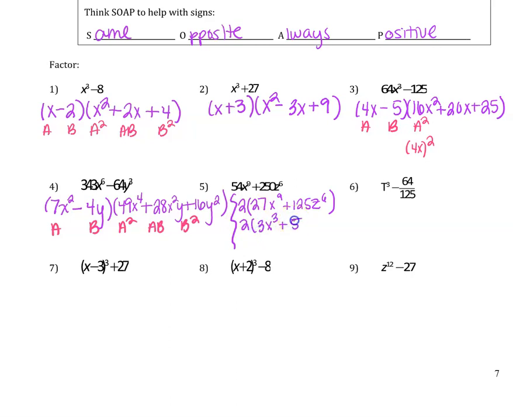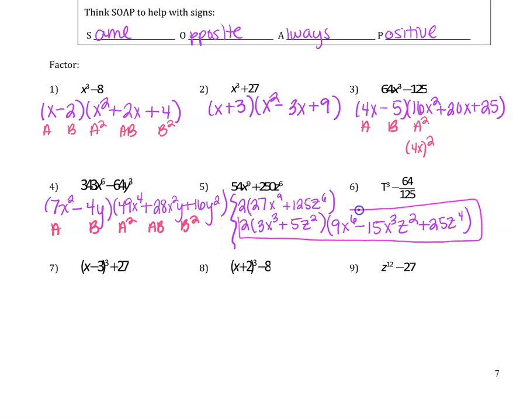So cube roots. Remember, you're just dividing those exponents by 3. And then square, which would multiply that by 2. Product. Square. Same, opposite, always positive. Okay? Ooh, that was a long one. So this whole thing is your factored form.